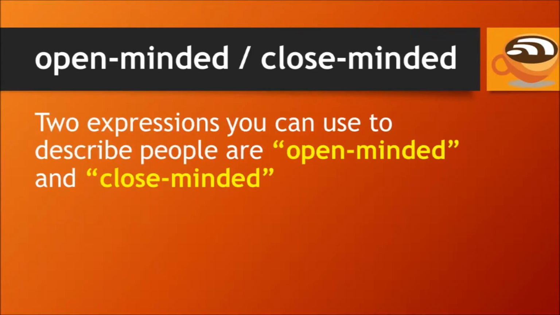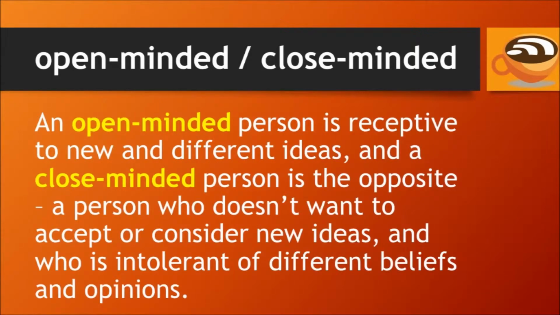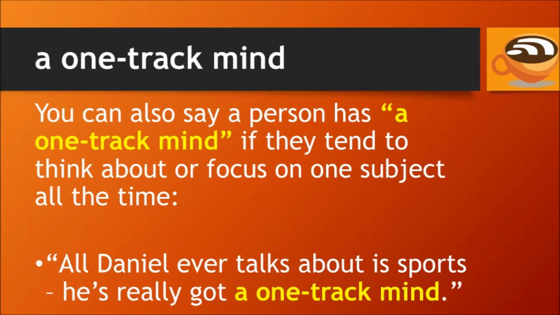Two expressions you can use to describe people are open-minded and closed-minded. An open-minded person is receptive to new and different ideas, and a closed-minded person is the opposite. Someone who is closed-minded doesn't want to accept or consider new ideas, and they are often intolerant of different beliefs and opinions. You can also say a person has a one-track mind if they tend to think about or focus on one subject all the time. For example, all Daniel ever talks about is sports. He's really got a one-track mind.